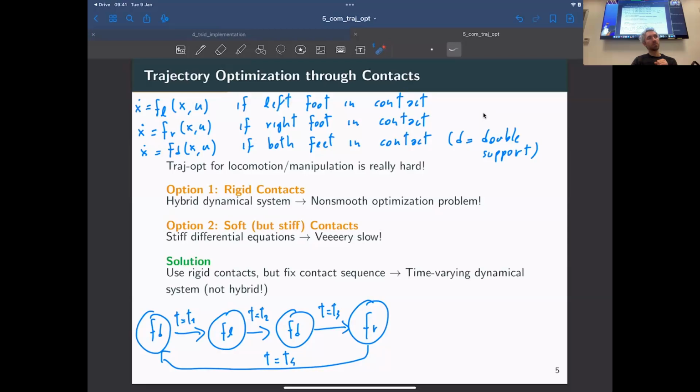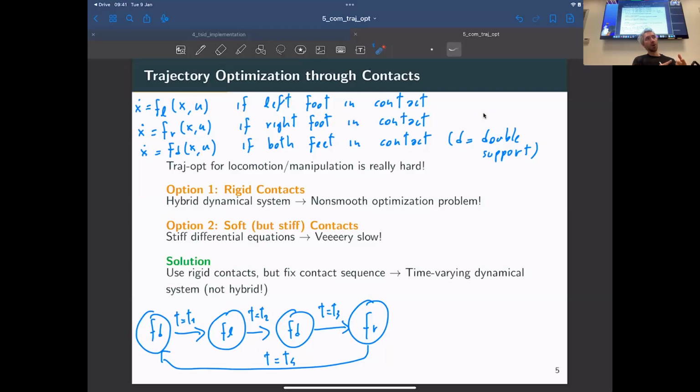Maybe this will be clear later when we actually look at the equations, because when you make the switch from, for example, FL to FR, you need the two functions to match, otherwise you will have a discontinuity in the derivative of that. So it will not be smooth. But that's not a problem if you already know that you're gonna make the switch. So your trajectory optimization problem remains differentiable, and you can use classic numerical optimization tools.